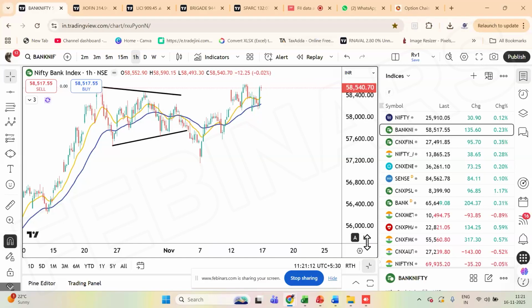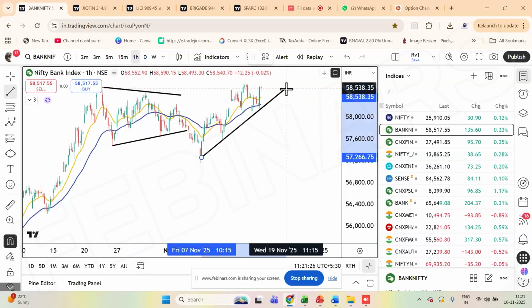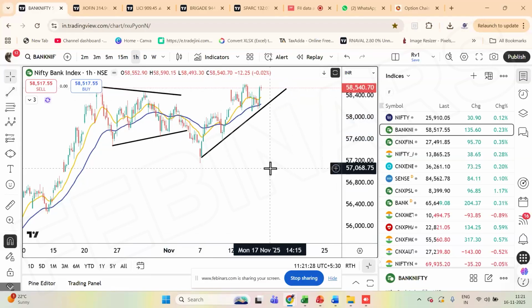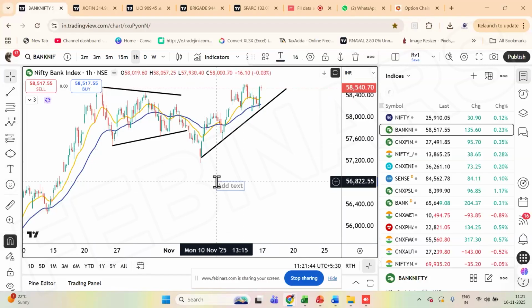58,200, 58,300 and 58,100 are the important zones of confluence, which one needs to watch out for Bank Nifty to trade as of now. Even if it turns sideways, other indexes can outperform. So this is the simple trend line we are seeing for the Bank Nifty. 58,300 and 58,100 have to be taken down, and 58,650, 700 has to be taken out on the upside. Let us define a range.